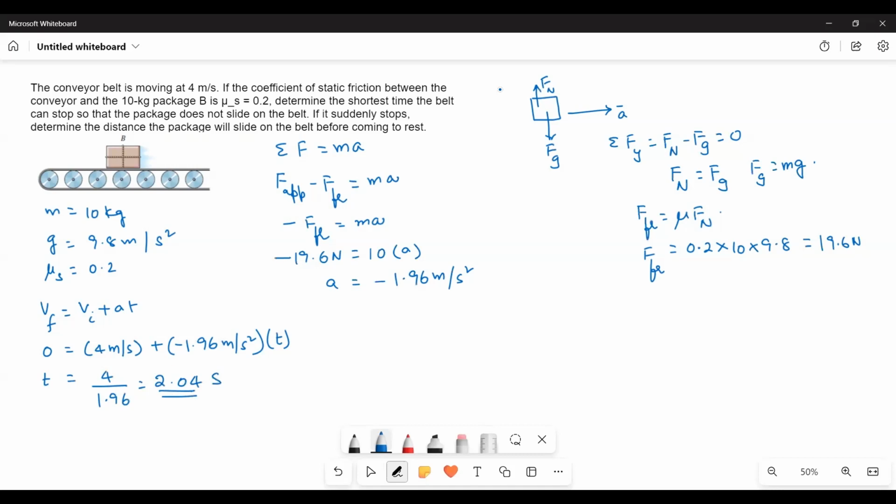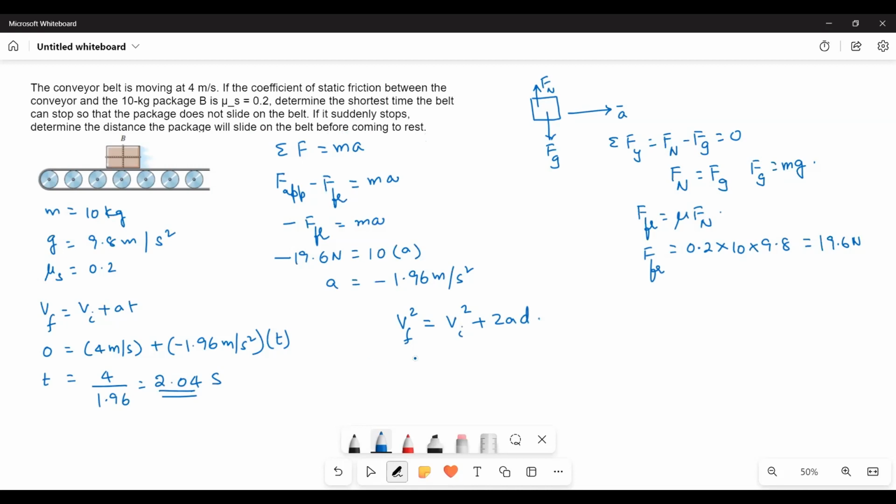Okay, and then next we have to find out the second bit. How to find the second bit? For that, we use the second kinematic equation. We know Vf square is equal to Vi square plus 2ad. The second bit: if it suddenly stops, determine the distance the package will slide on the belt before coming to rest.